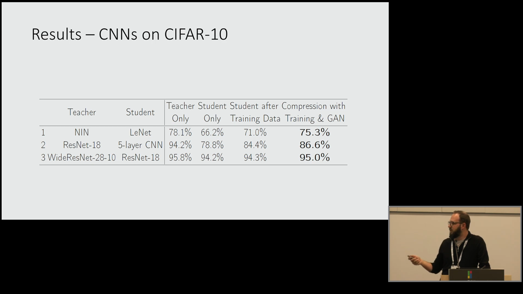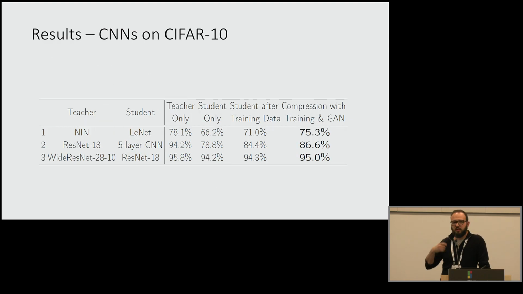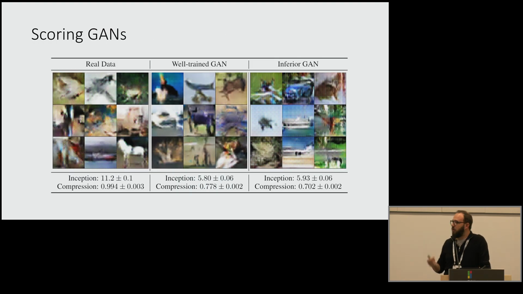You can compress pretty expensive models down to much cheaper models with a relatively small decrease in accuracy. But maybe what's more interesting for this crowd, and what was also mentioned in the talk before, is that you can actually use these notions from compression to score the quality of generative adversarial networks.